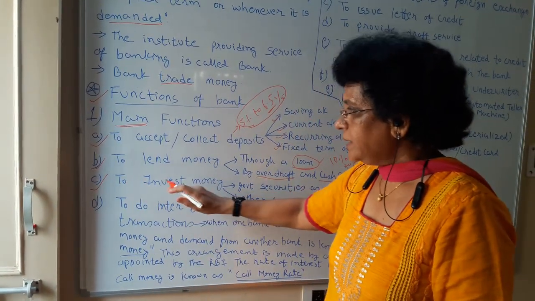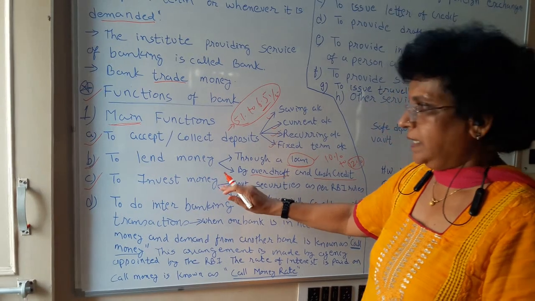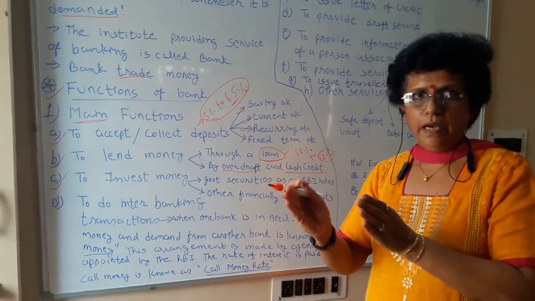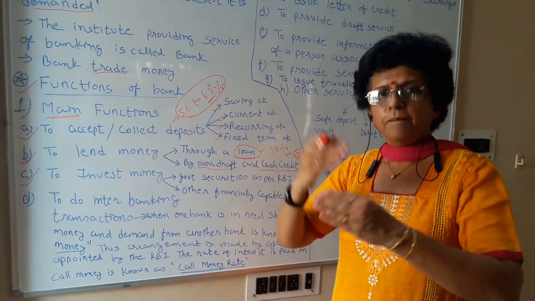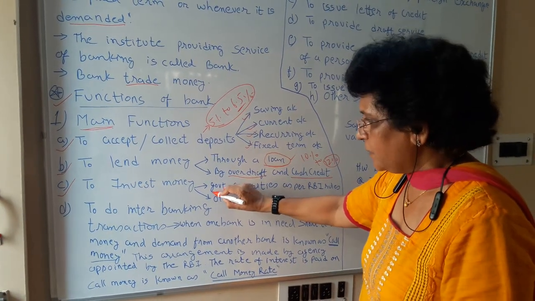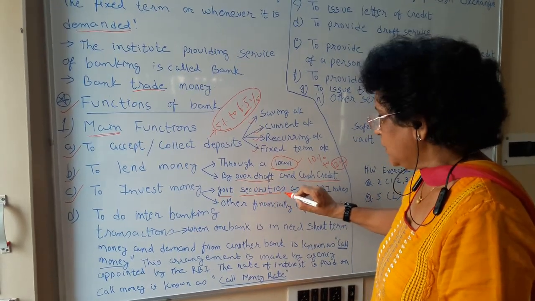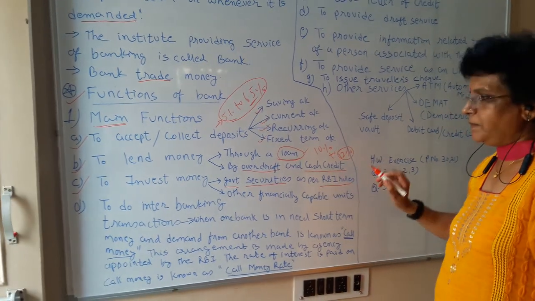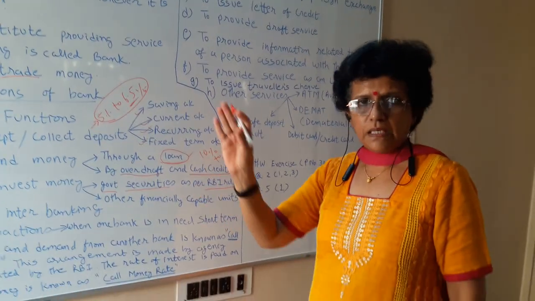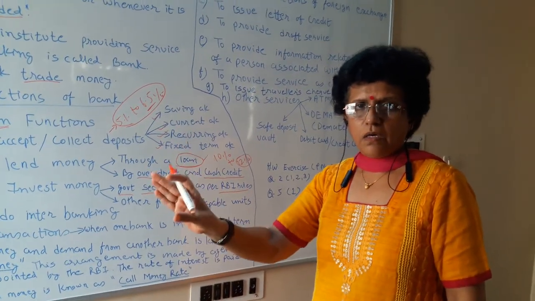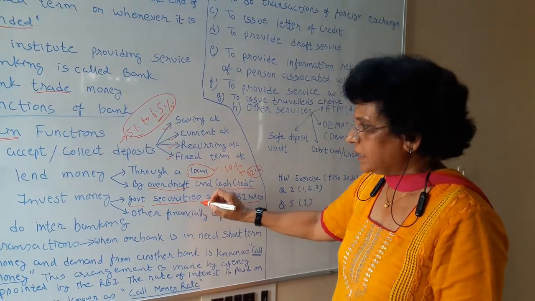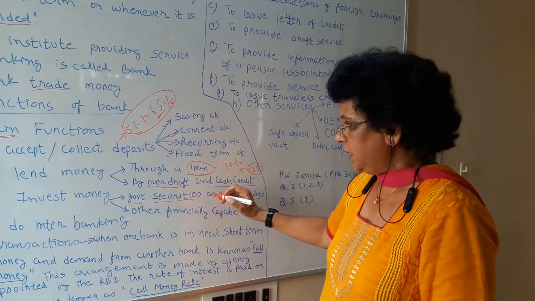Third is that it invests money. The function is that whatever extra money you have, that extra money is to be invested. Where is the bank going to invest this money? The bank will invest extra money in government securities as per RBI rules. Because any excess money cannot be kept in the bank in its locker or in its cash box. So the extra money, whatever they have, is to be invested immediately.